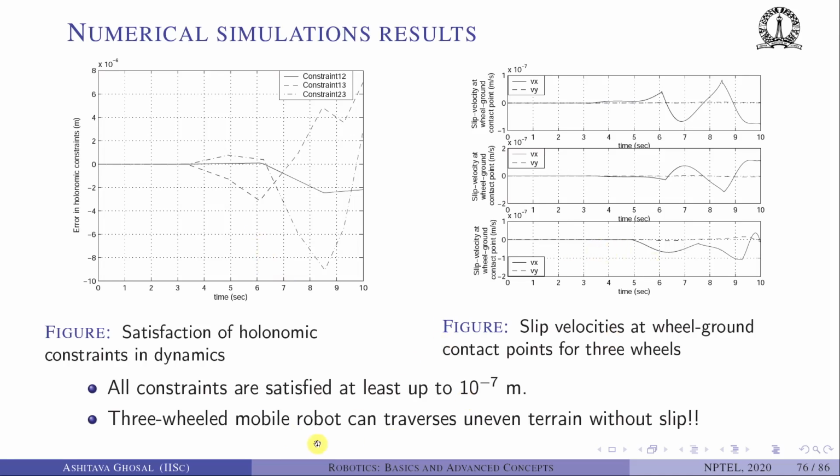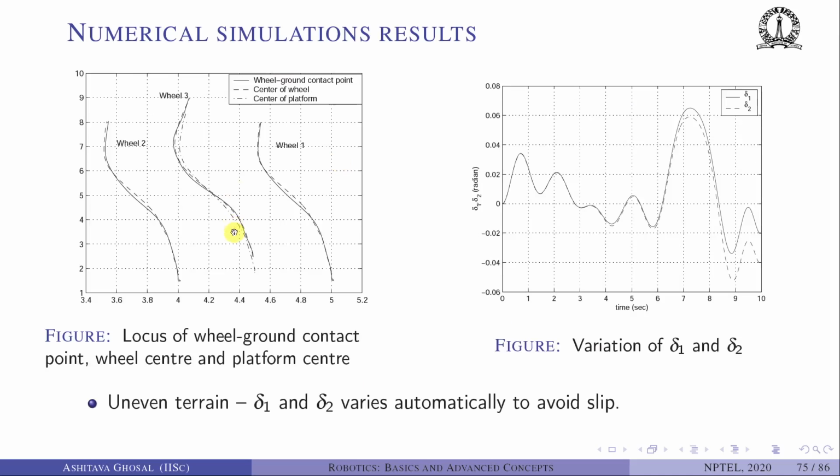The three-wheel mobile robot can hence be shown to travel on an uneven terrain without slip, because the slips are so small, the constraints are satisfied, and as you can see, it is tracing some path on the uneven terrain.